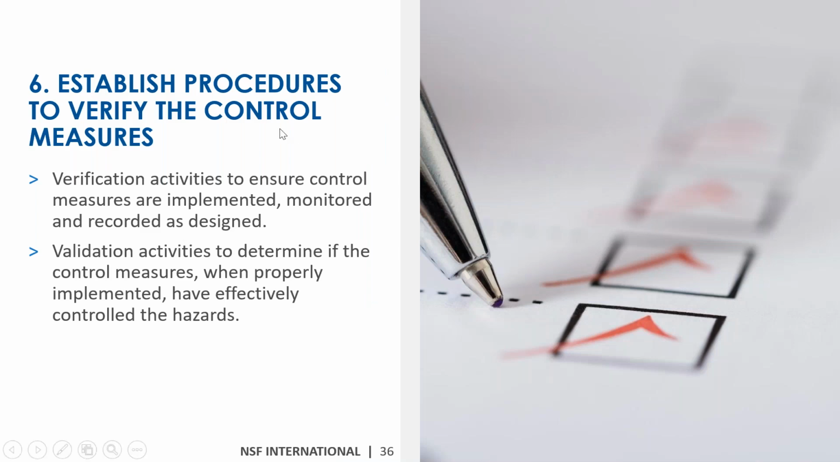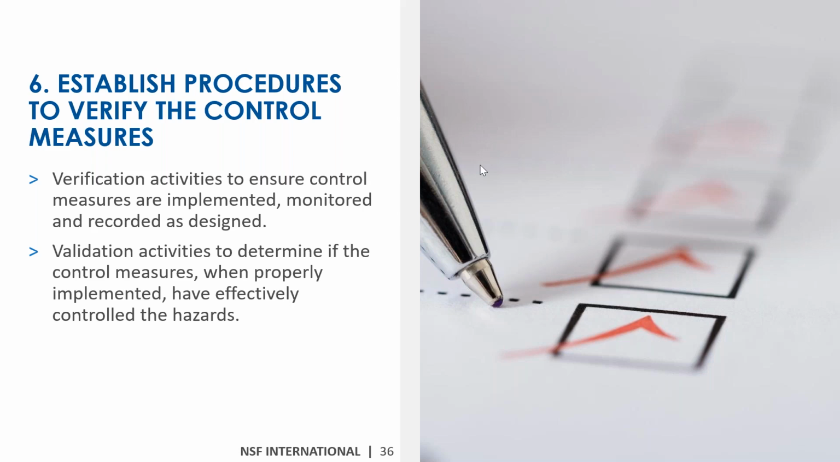Okay. The next key step is now to establish the procedures to verify the control measures. These ensure that your measures are implemented, monitored, and recorded as designed. Those are verification activities. So you've got it in place and you're making sure it's done as you've designed it. The validation activities will determine if the control measures, if properly implemented, have actually effectively controlled the hazards that you intended them to control.